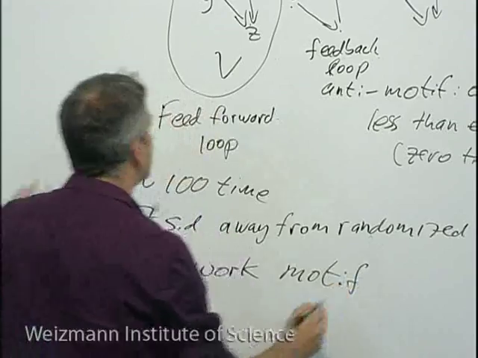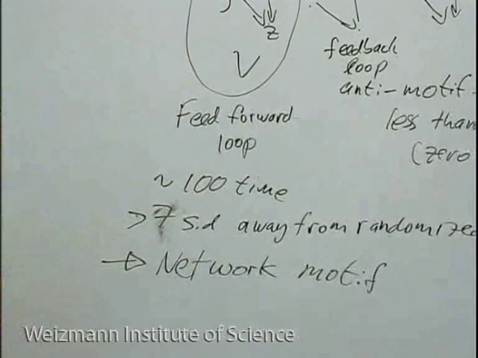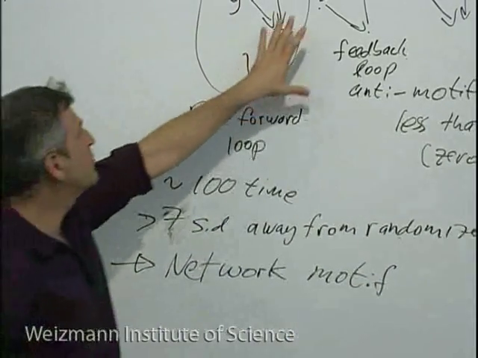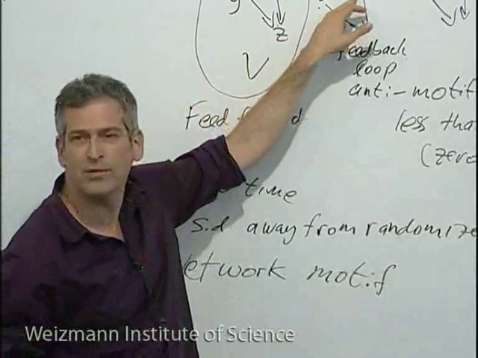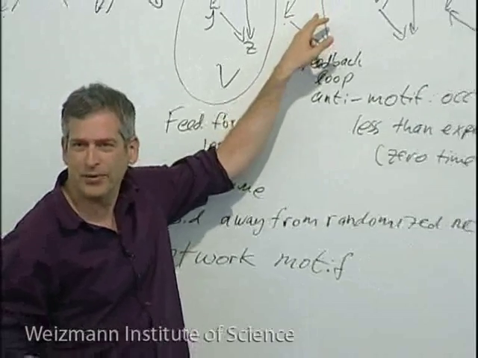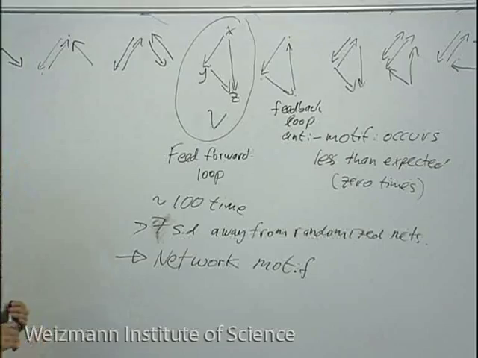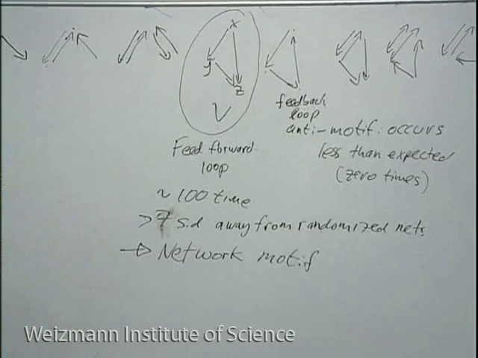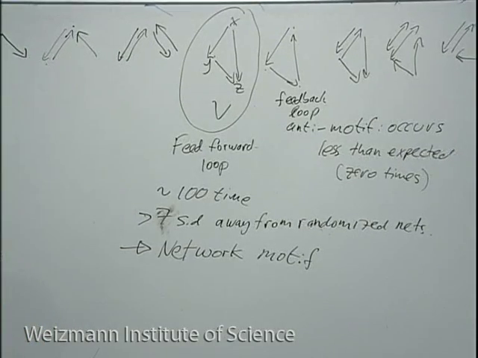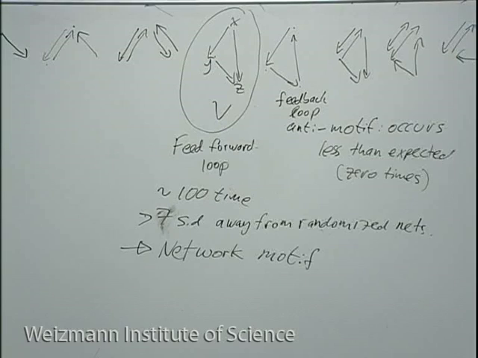Okay, so we're going to try to understand this circuit. And maybe you think, what's wrong with the feedback loop? Why doesn't it appear? So that's our program, 3-node patterns. And the feed-forward loop is a network motif.